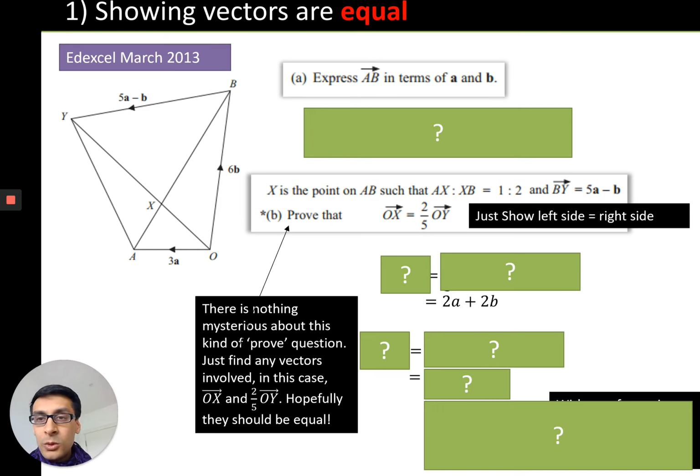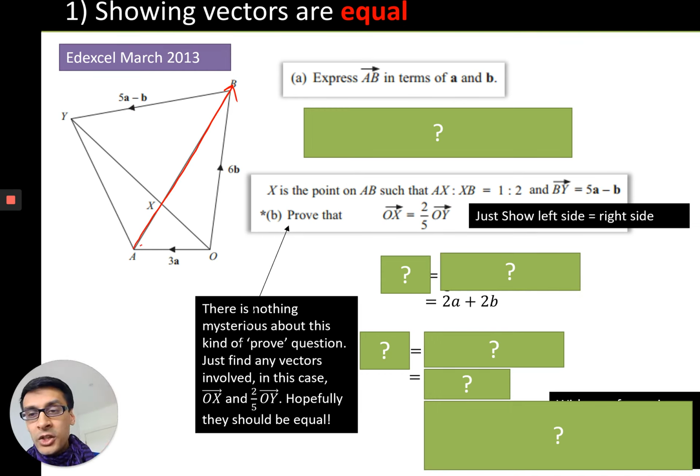I can't label any of the other sides from inspection. For example, I can't say this is 6b because it doesn't look parallel and I've been told it's parallel. So in this case, the first thing I want to do is express AB in terms of a and b. So AB is this vector here.